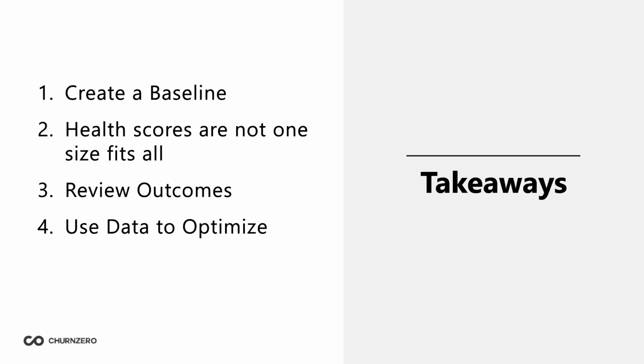Review those outcomes, make sure that we're seeing it both at the aggregate level as well as at those individual exception levels, and use that data to finally come back and really optimize what you need to be doing to consistently see improvement across how predictable those health scores are.